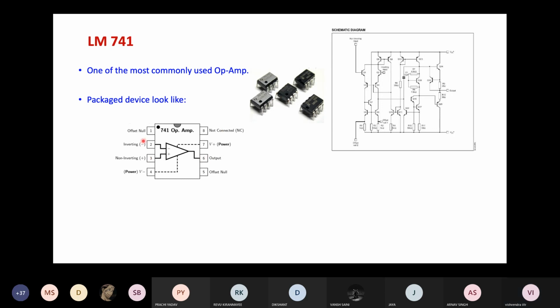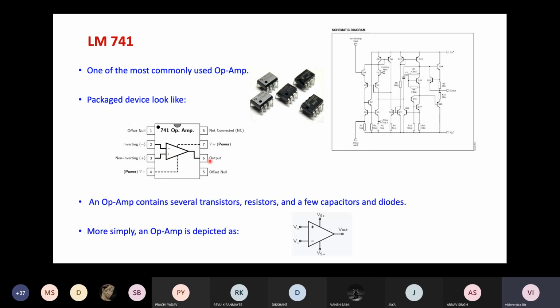So 2, 3, and 6, these 3 pins are the pins that we use in our circuits actually. So ultimately, the op-amp is a 3-pin device, or a 2 input, 1 output terminal device, and that's how we generally denote an op-amp. There are 2 input terminals and 1 output terminal. So pin number 2 and 3 are inputs, pin number 6 is output.